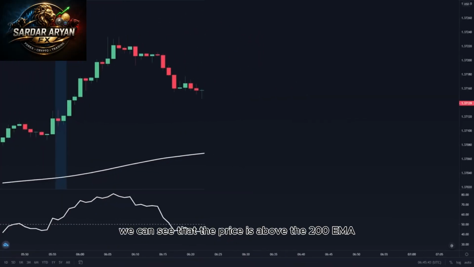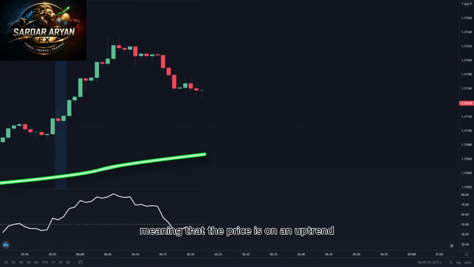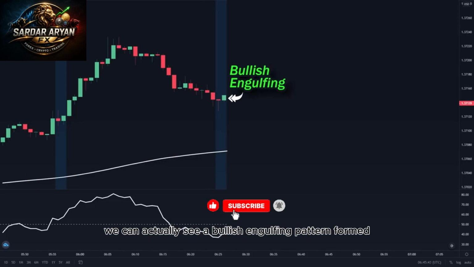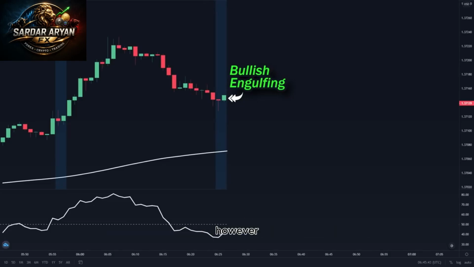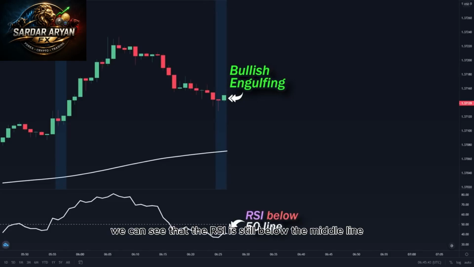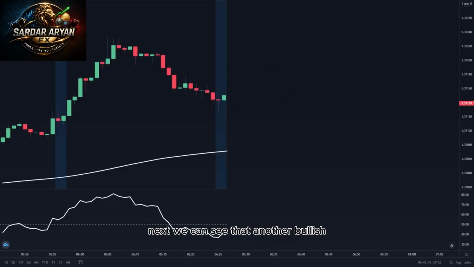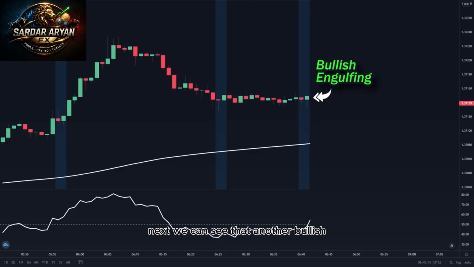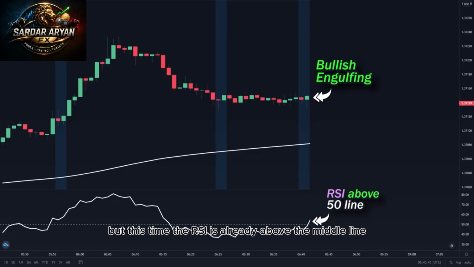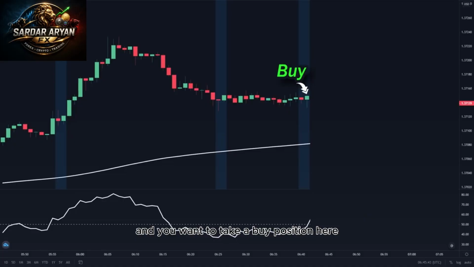In this chart, we can see that the price is above the 200 EMA, meaning that the price is on an uptrend, and so we only take signals from the bullish engulfing pattern. Next, we can actually see a bullish engulfing pattern formed. However, we can see that the RSI is still below the middle line, so you want to ignore this signal. Next, we can see that another bullish engulfing pattern has formed, but this time, the RSI is already above the middle line, so this is our entry signal and you want to take a buy position here.